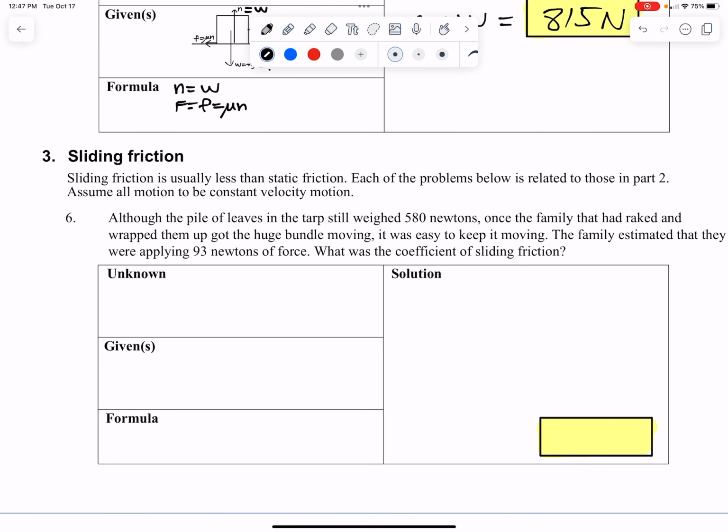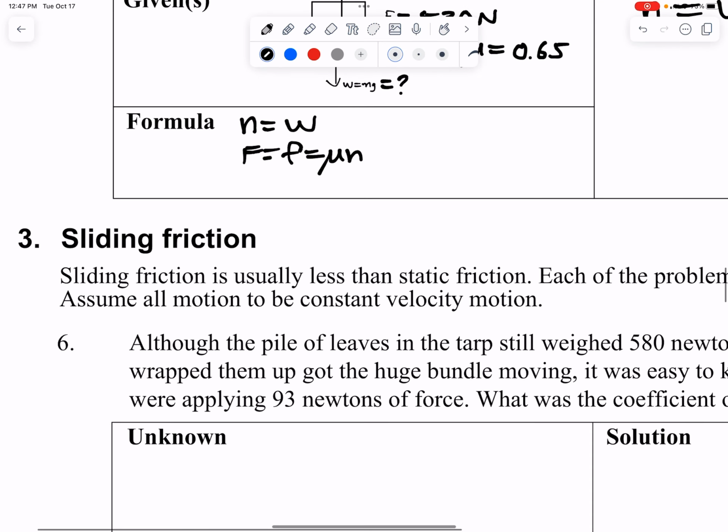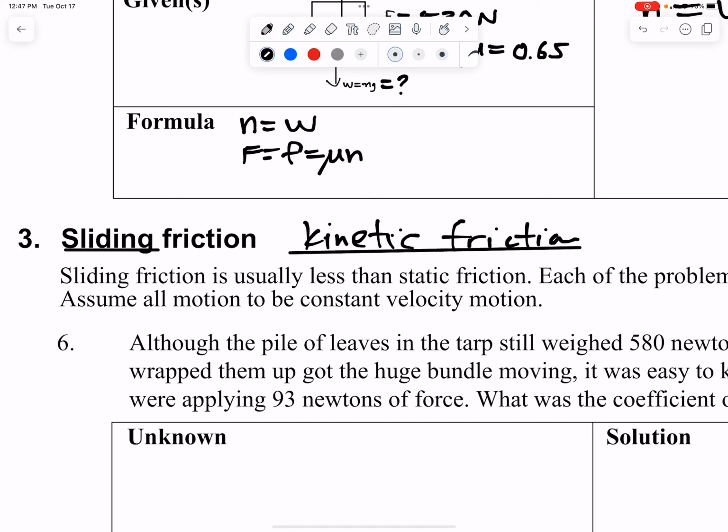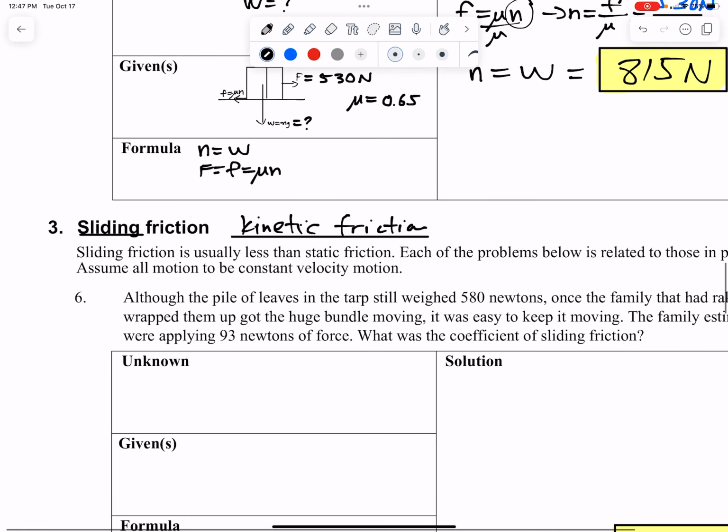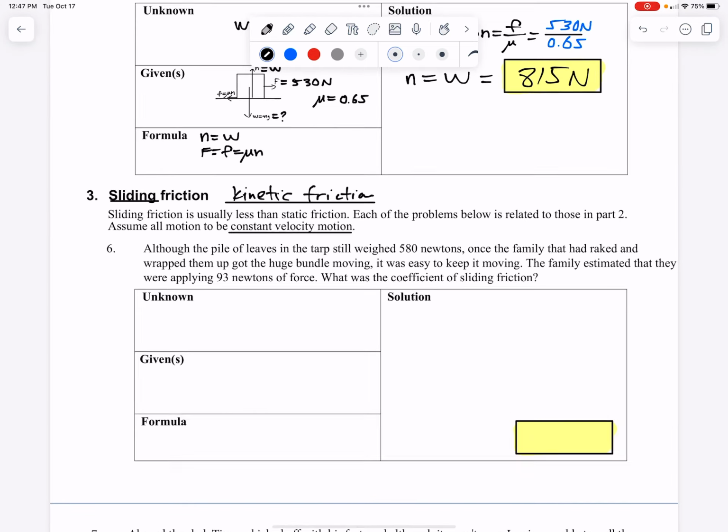Okay, in the next part, we're going to be focusing on sliding or kinetic friction. So sliding friction, same thing as kinetic friction. In the first set of examples, we were looking at the force required to get something going. Now we're going to focus on the force while something is, again, assumed to be in constant velocity motion, but we have actual movement here across a rough surface.